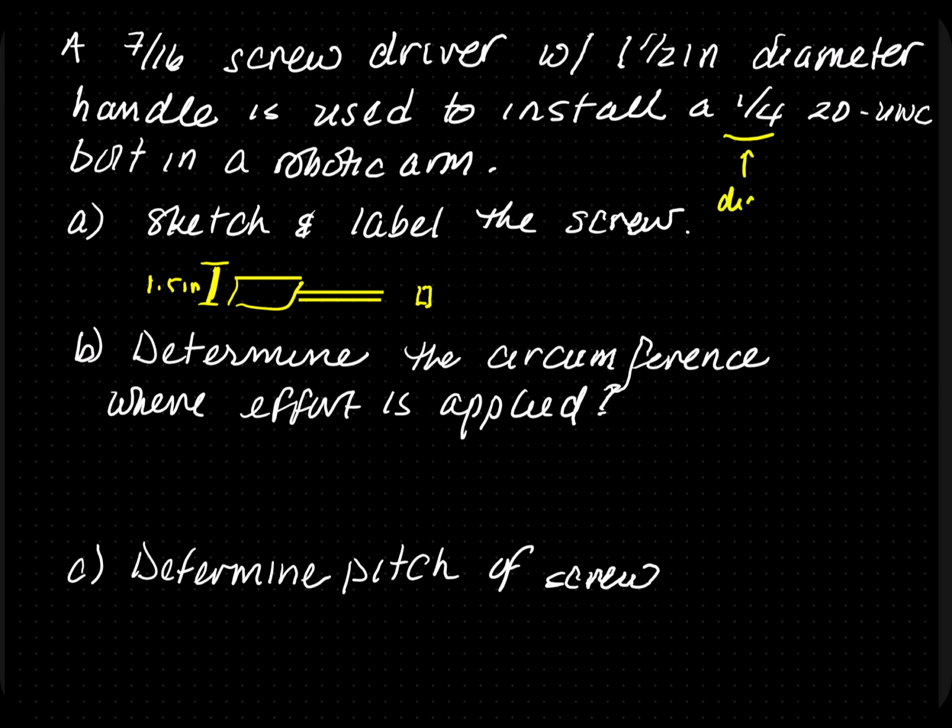So this is my diameter. This will give us the pitch because this is 20 threads per inch. So we have something like this. This is our bolt, and we have 20 threads per inch, and then we know the diameter is 1/4.